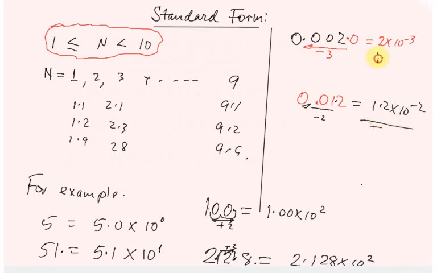This is how we write numbers in standard form, whether the number is bigger than 1 or smaller than 1. We consider this formula and we consider the direction. If the given number is greater than 1, going back to the original point will be going forward. If the given number is less than 1, going back to the original point will be going back. So that is how we write.